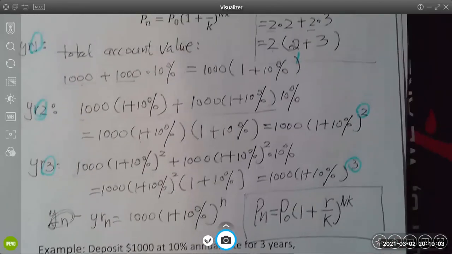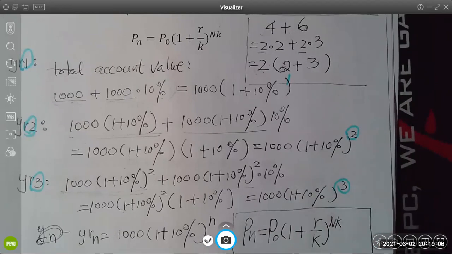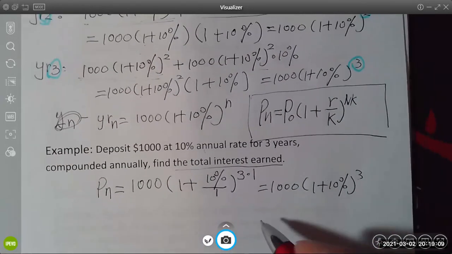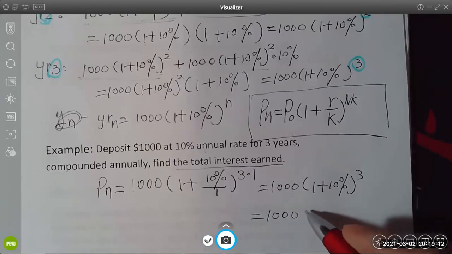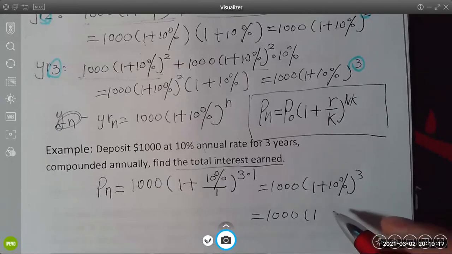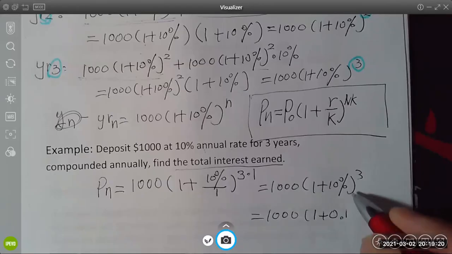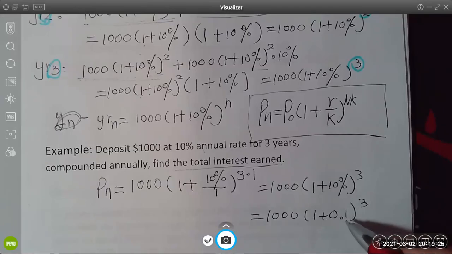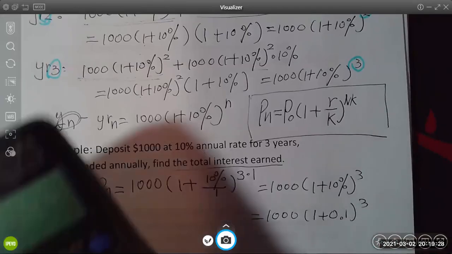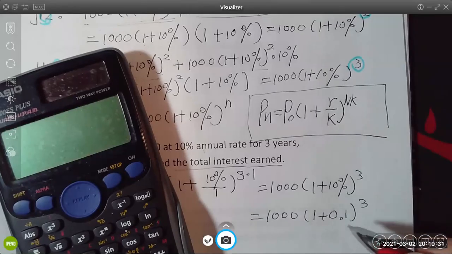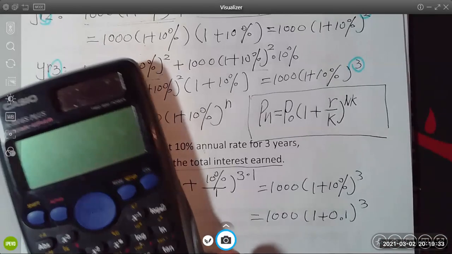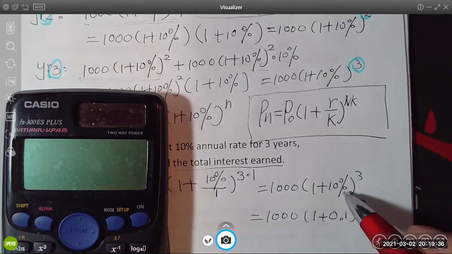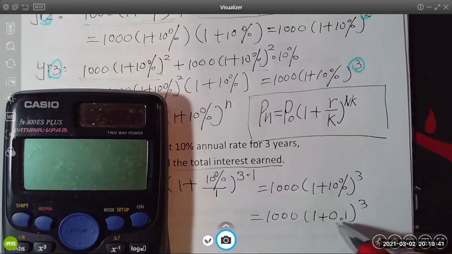Isn't this exactly the same? It's supposed to be the same, right? Because K equals 1. But let's do the calculation. 1 plus 10% is 1.1. 1 plus 0.1, 10% converted to decimal, to the 3. Actually, we can add this together, 1.1, and then do the power of 3, but I keep it so that you can see we want to do this calculation in a consistent way, because later on you're going to have other numbers, and that will result in this part being a decimal with many digits.